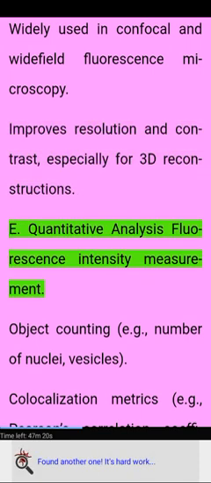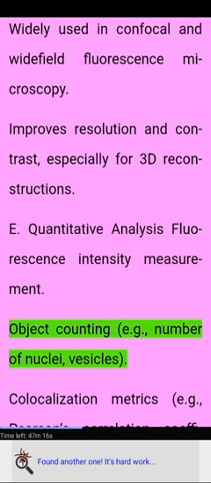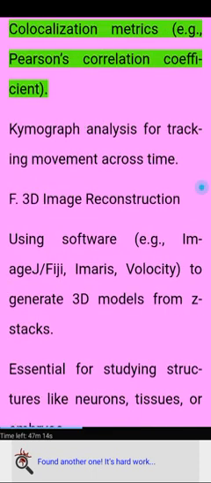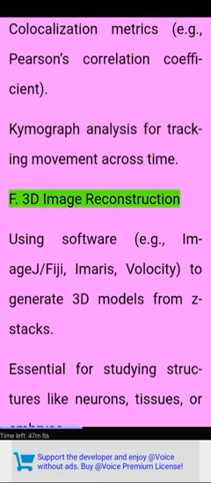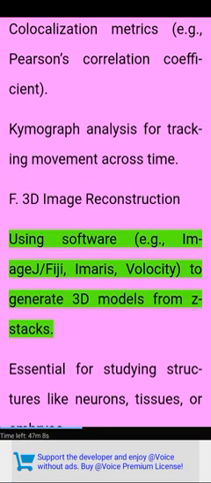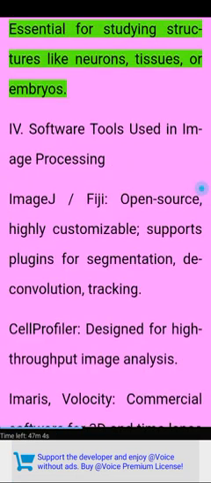E. Quantitative analysis: fluorescence intensity measurement. Object counting, e.g., number of nuclei, vesicles. Colocalization metrics, e.g., Pearson's correlation coefficient. Kymograph analysis for tracking movement across time. F. 3D image reconstruction using software, e.g., ImageJ 3D, Imaris, Velocity, to generate 3D models from Z-stacks. Essential for studying structures like neurons, tissues, or embryos.